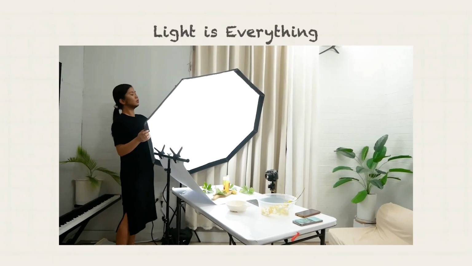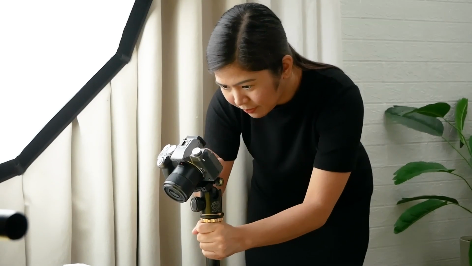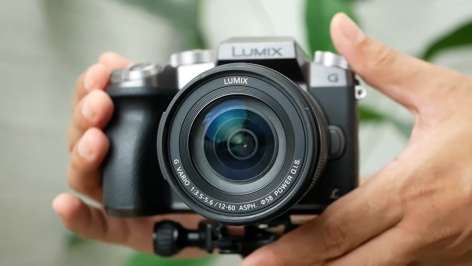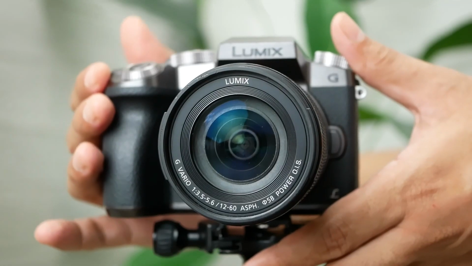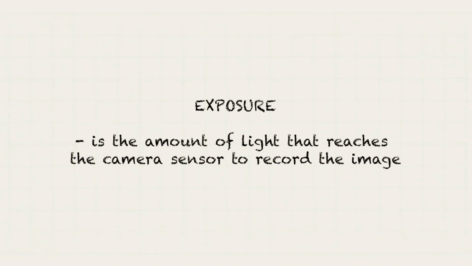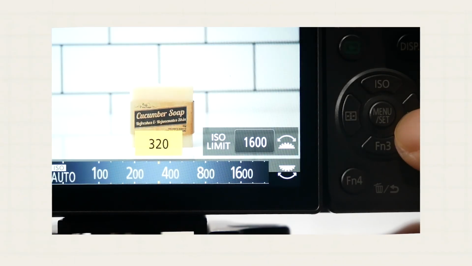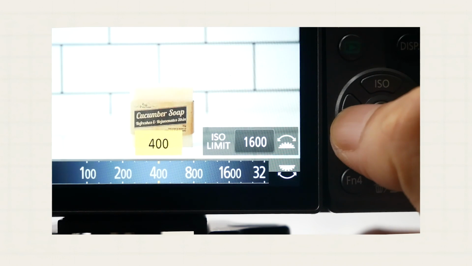Light is everything in photography, and exposure is simply the amount of light that you let into your camera, or in formal definition, exposure is the amount of light that reaches the camera's sensor to record the image. The amazing thing with any camera is that you have control on how exposed you want your image to be, regardless of lighting conditions. You can turn a dark scene a little brighter and a bright scene a little darker.